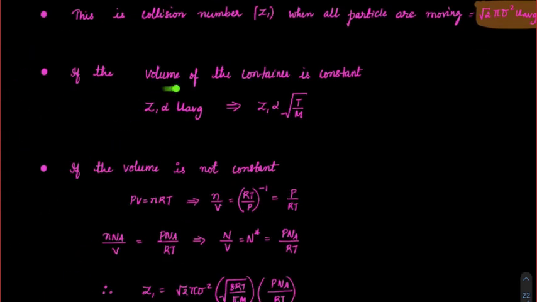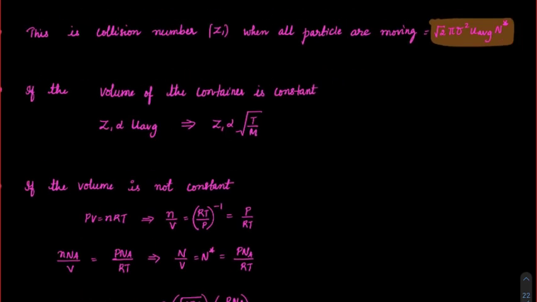Now if the volume of the container is constant, it is not changing, then this collision number will only depend on u average. Rest all are constants, you can see that. So Z1 will be proportional to under root of T by m. So at a constant volume, if the temperature is increased, then the collision number will always increase.